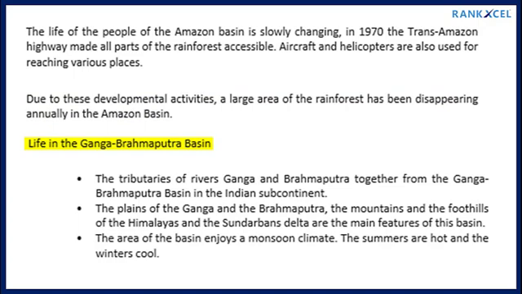Life in the Ganga-Brahmaputra Basin. The tributaries of rivers Ganga and Brahmaputra together form the Ganga-Brahmaputra Basin in the Indian subcontinent. The plains of the Ganga and the Brahmaputra, the mountains and the foothills of the Himalayas and the Sundarbans Delta are the main features of this basin. The area of the basin enjoys a monsoon climate. The summers are hot and the winters cool.